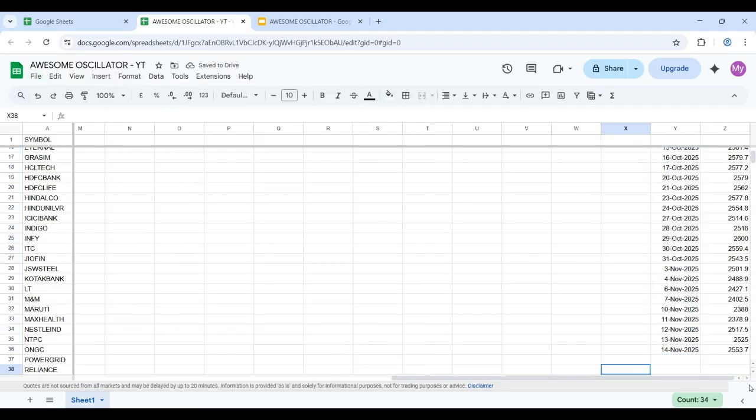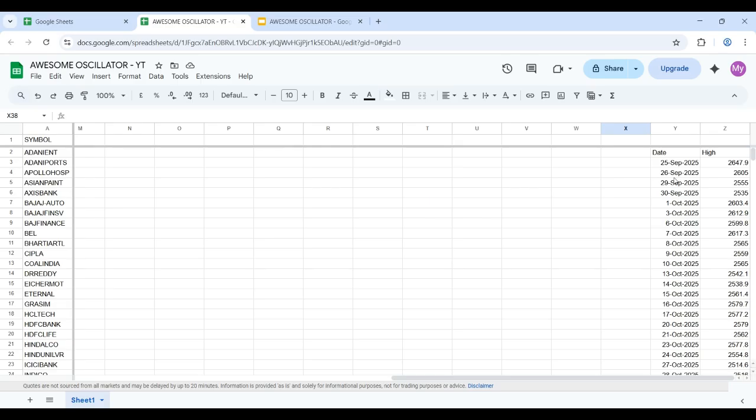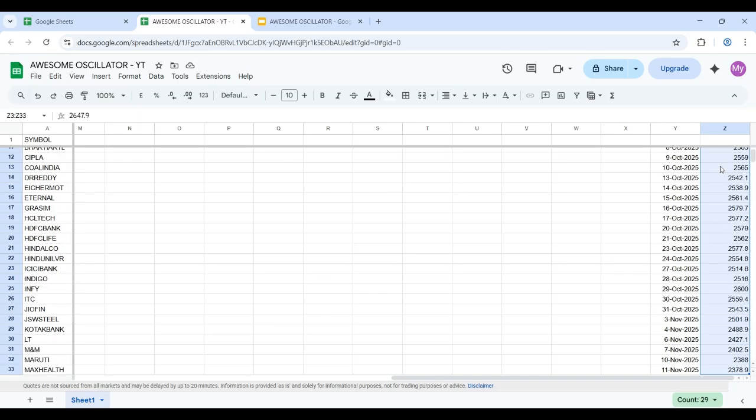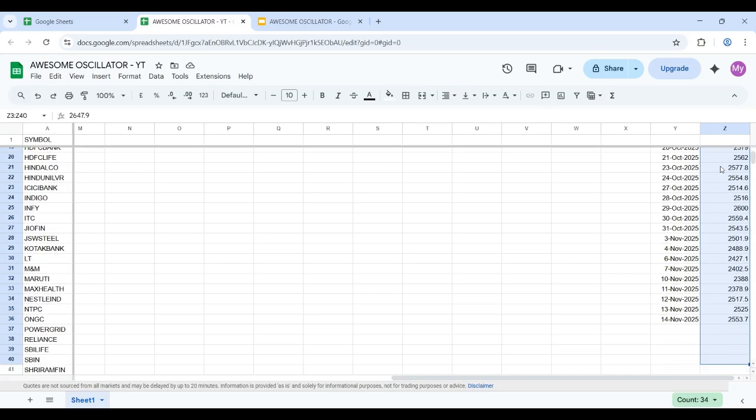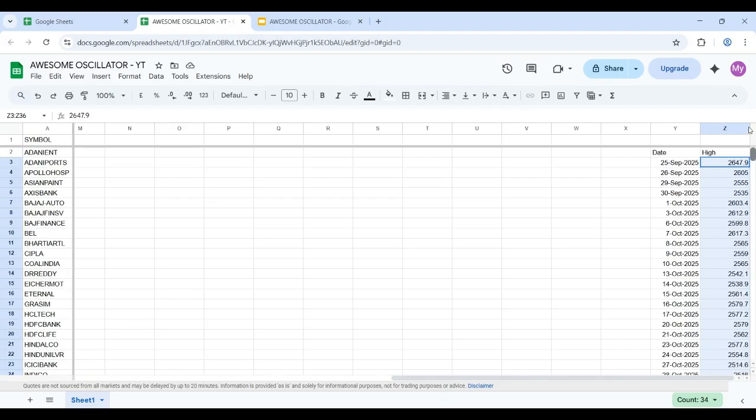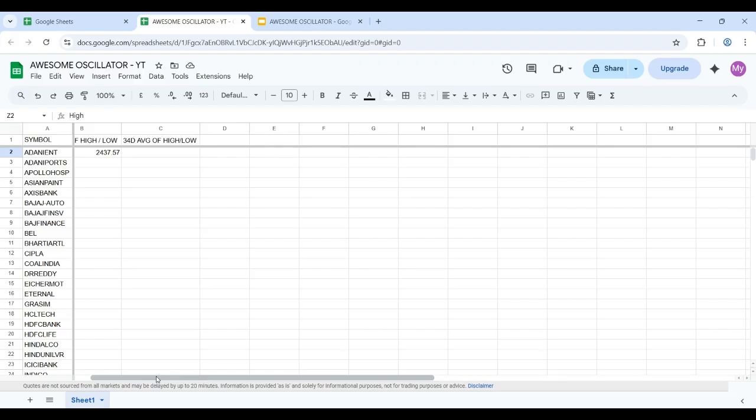So we need to see, it is returning 34 days high price. Count 34. Count 34, which means we got 34 days of values for 34 days high price.